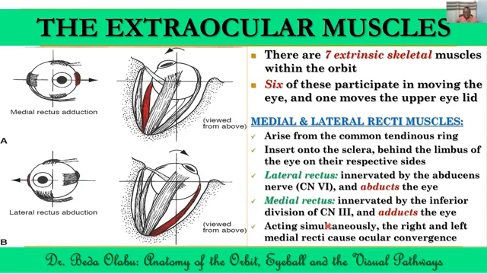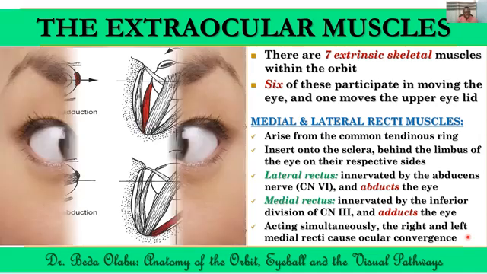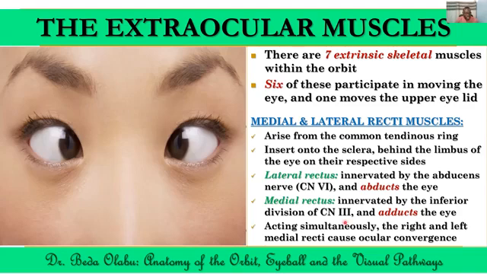How about if both the right and the left medial rectus contract? What will happen? The pupils will move toward the center, and that is what we call ocular convergence. So the medial recti are the ones responsible for ocular convergence. This is particularly possible when you want to see something at the root of your nose, something with a very short focal distance.